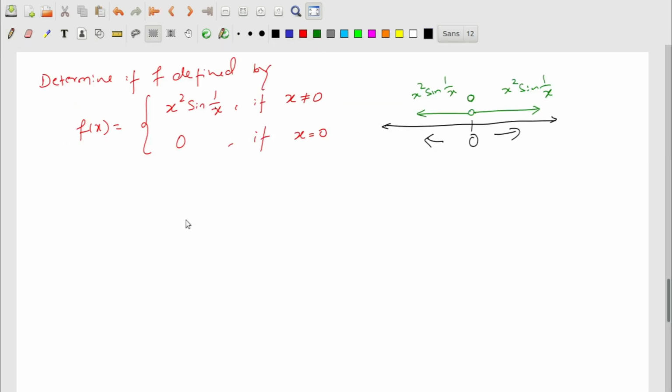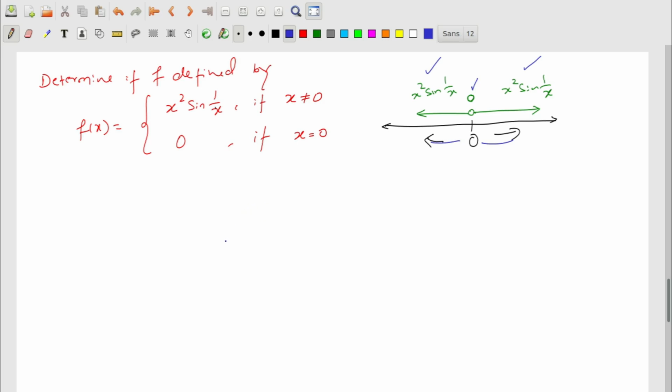And f defined by f of x is x square sine of 1 by x if x is not equal to 0, and 0 if x is equal to 0. Here we need to check the continuity of the function. Before that, let me define the function here. If x is either less than 0 or greater than 0, then the value of the function is x square sine of 1 by x. And if x is equal to 0, then the value of the function is 0. So this is how the function is defined.